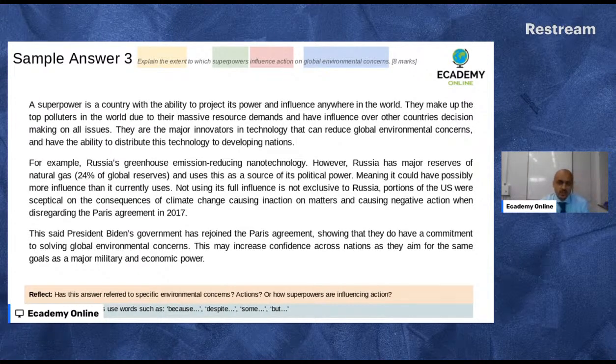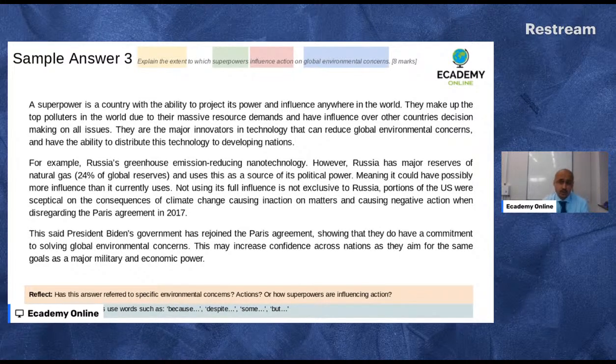A superpower is a country with the ability to project its power and influence anywhere in the world. Okay, really broad statement. Qualify it with an example. You must qualify every single time. You've got to qualify it with an example. Really, really important. They make up the top polluters in the world due to their massive resource demands and influence over other countries' decision-making on all issues.